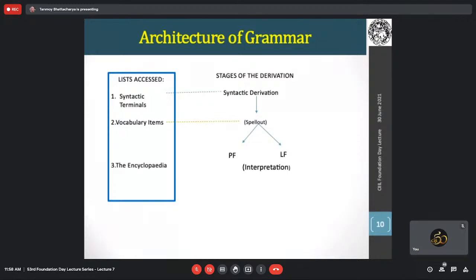So a little bit like the Lego kind of pieces that children play with, blocks, building blocks. So they have little such building blocks which they acquire. And then finally, you have something called encyclopedia, which is not a very accurate name for something which gives you the interpretation, the semantic interpretation.